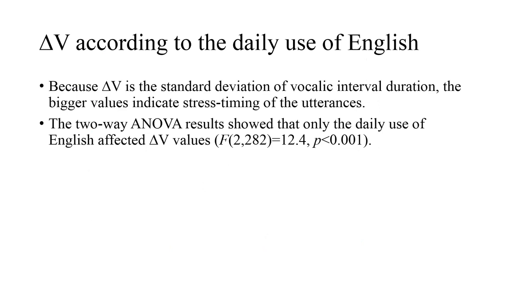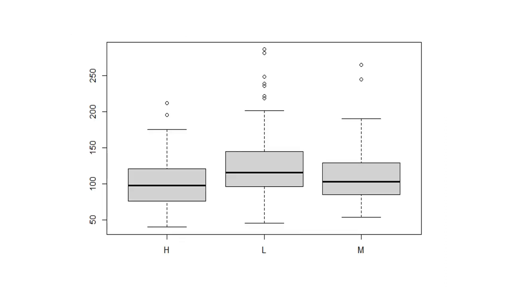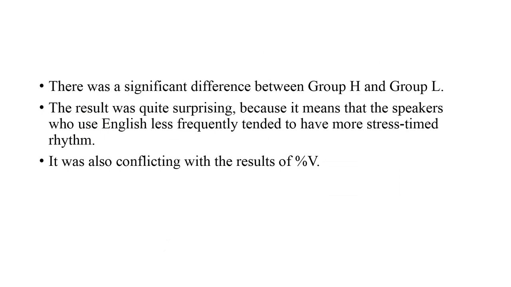Second, we analyzed the delta V. Because delta V is the standard deviation of vocalic interval duration, the bigger values indicate stress timing of the utterances. The two-way ANOVA results showed that only the daily use of English affected delta V values. This is the box plot of the result.